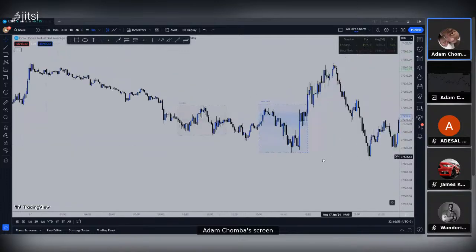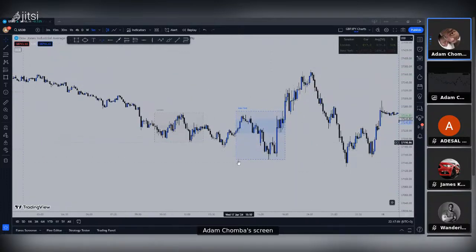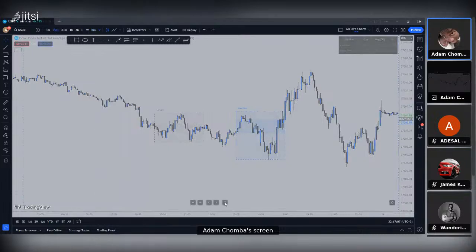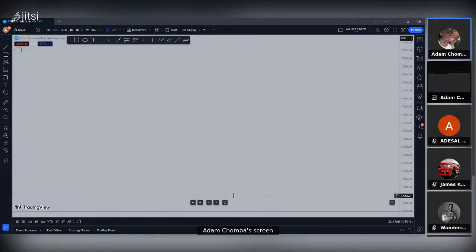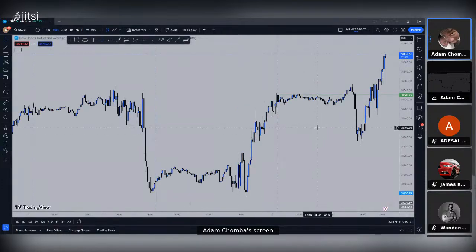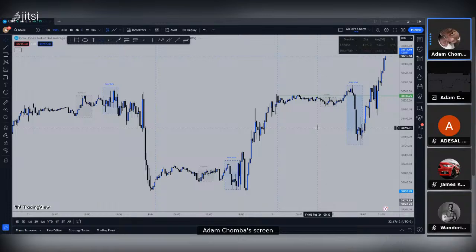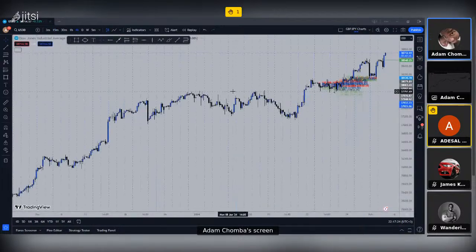Exactly the same rules you've learned. If you feel the 5 minute is too compressed for you, do 15. Do 1 hour. Remember this rule, I always give you this rule: trade the time frame that is most comfortable for your eyes. If you cannot read structure, you cannot trade it. So make sure you're trading the most comfortable for your eyes.